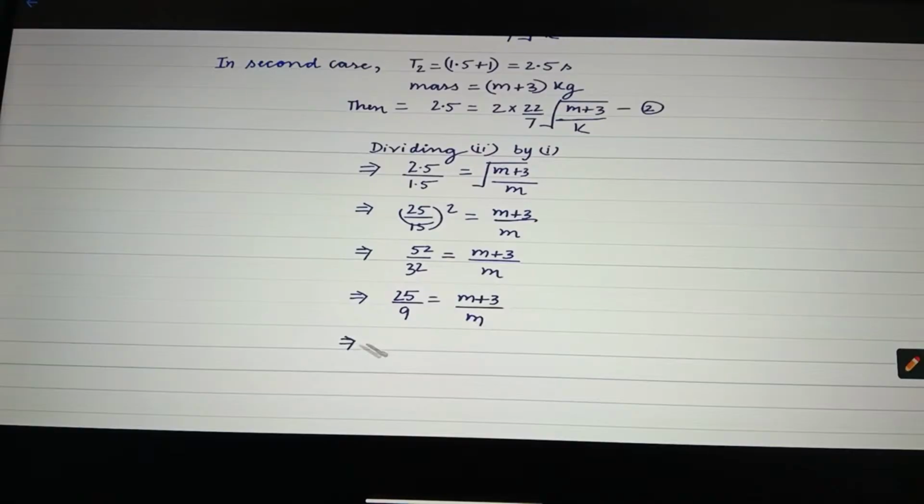This implies 25m is equal to 9m plus 27. From here we can have m is equal to 1.69 kgs. So this is what we have to find here.